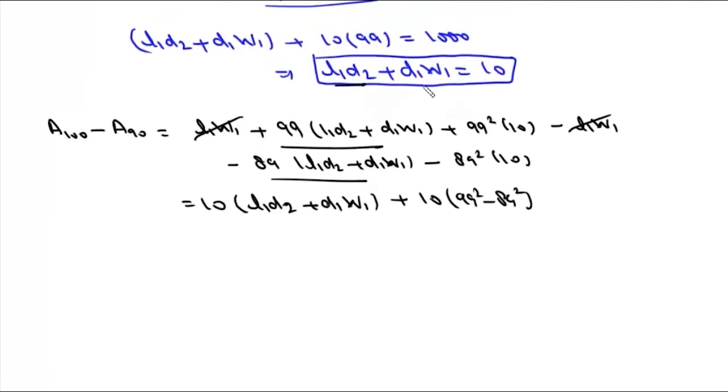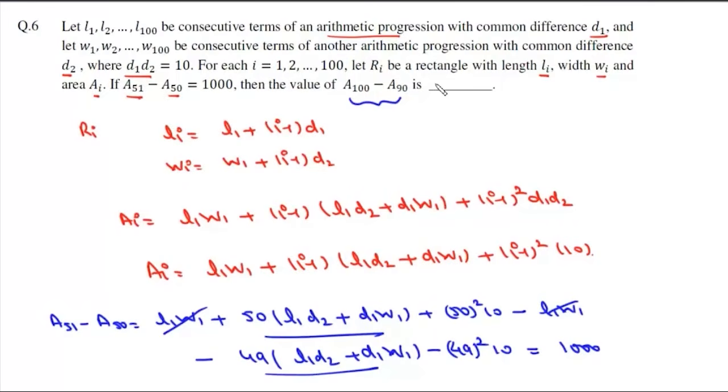Now L1 D2 plus D1 W1 is 10, so it will be simply 100 plus 10. Now this is A plus B into A minus B. Now A minus B is 10 and A plus B is 188. So its value will be 18900, and that is the answer to this question.